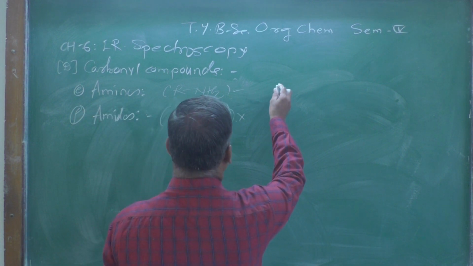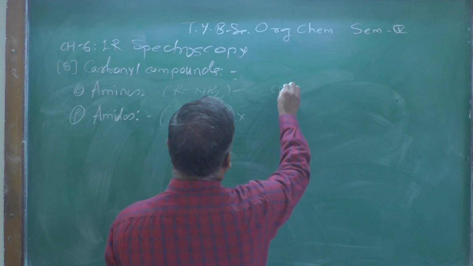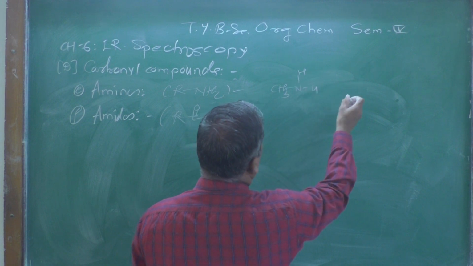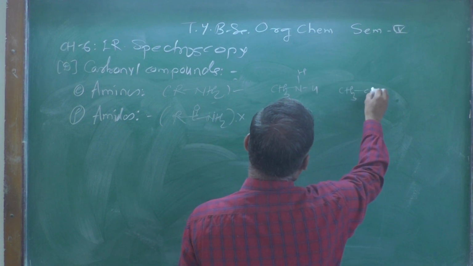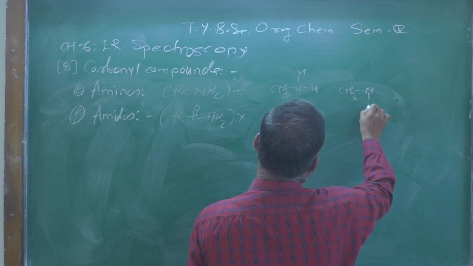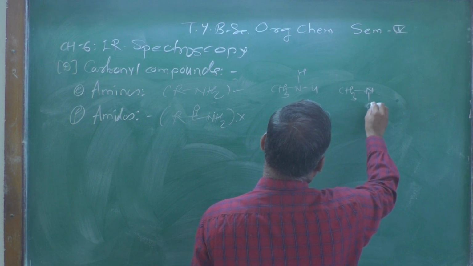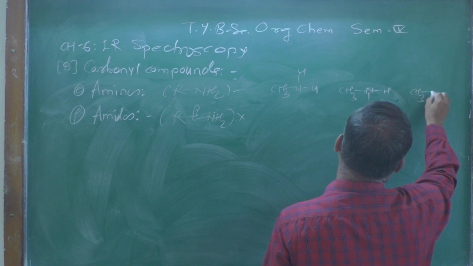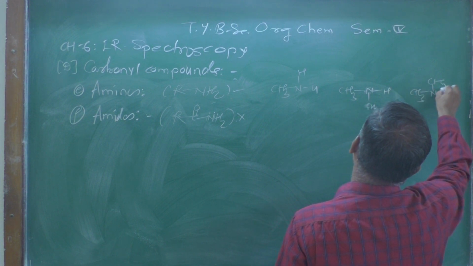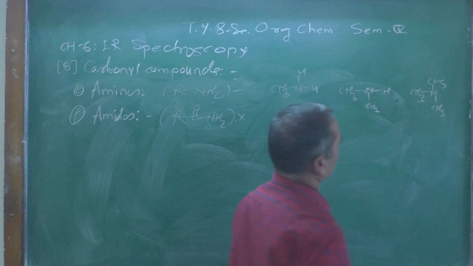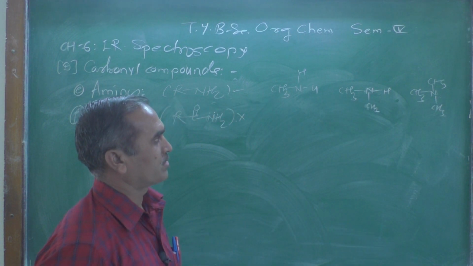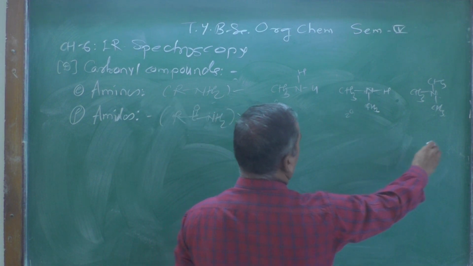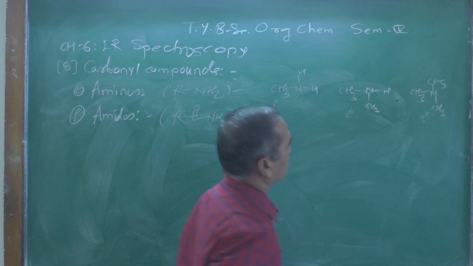Let us see an example here: CH3NH2, then CH3 NH CH3, which is a secondary amine, and now the tertiary amine, N with CH3, CH3 and CH3. That is the tertiary amine, the last one. So this will be the primary amine, secondary amine, and tertiary amine.